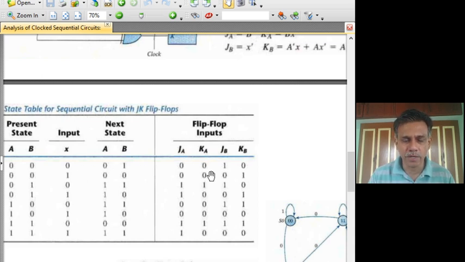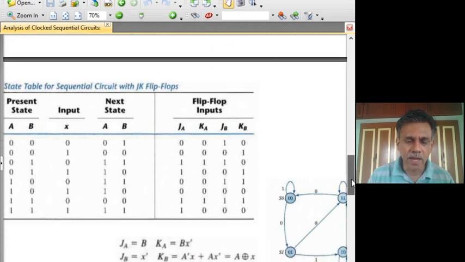So we have to put it down for each row. We do so by looking at this equation governing JA, KA, JB, KB. Using this only we are going to derive the next state. So first JA. What is JA? JA is just B. So it is easy to put down the column corresponding to JA. You have to just copy the column corresponding to B.